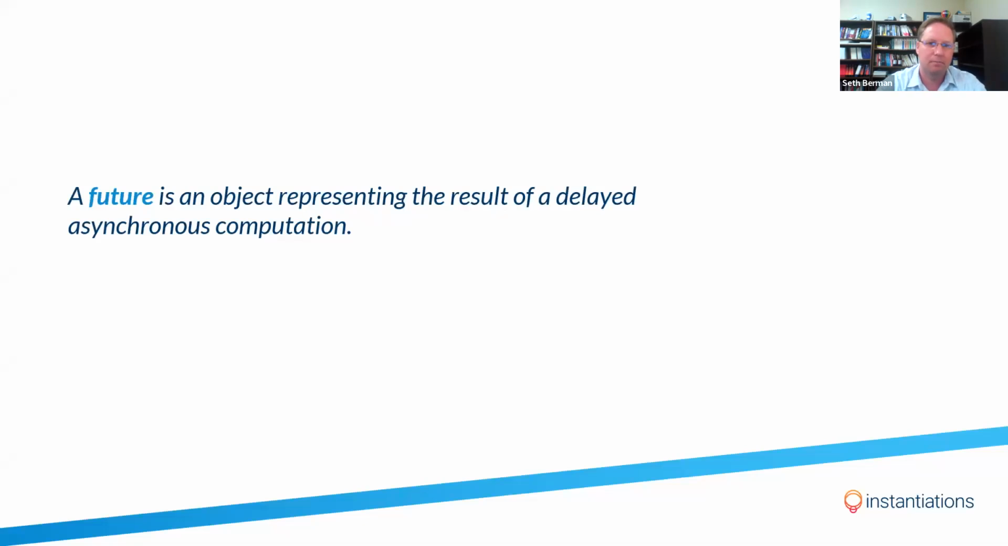The first, which many people might have heard of, is a future. It's an object representing the result of a delayed asynchronous computation. So it's not the computation itself, it's the completion of such a computation. And it produces the result at some later point by either returning a value or by raising an exception. Or I'm sorry, that's the synchronous case. You basically return a value right away or you raise an exception.